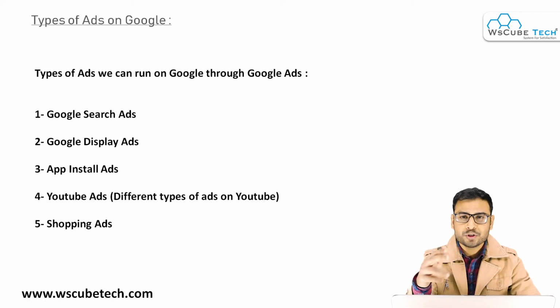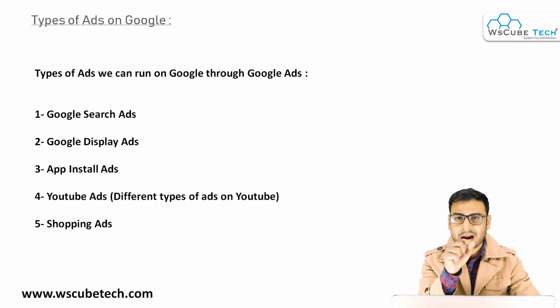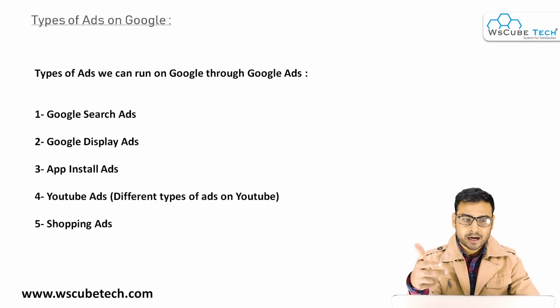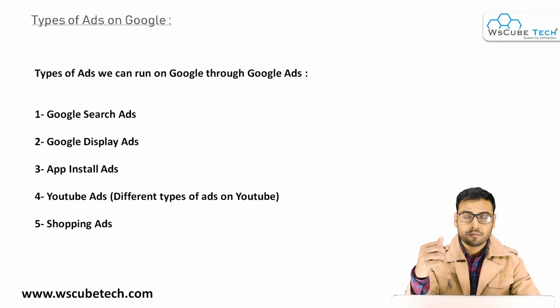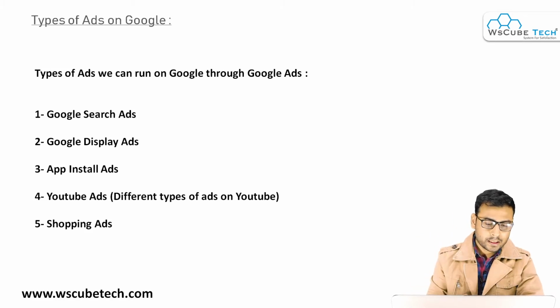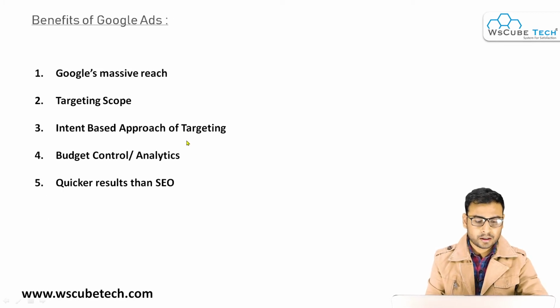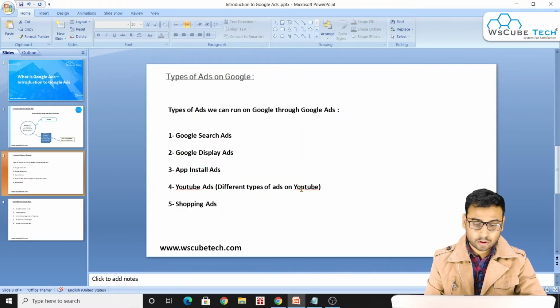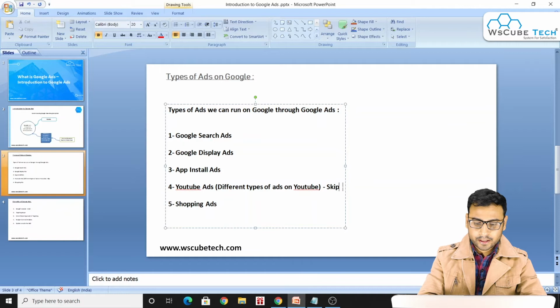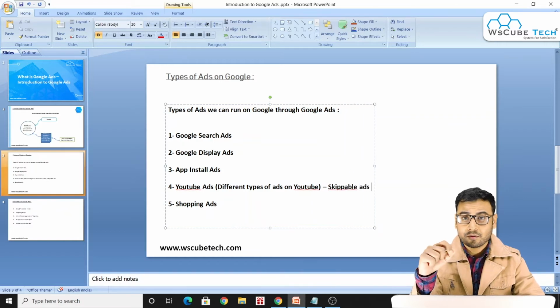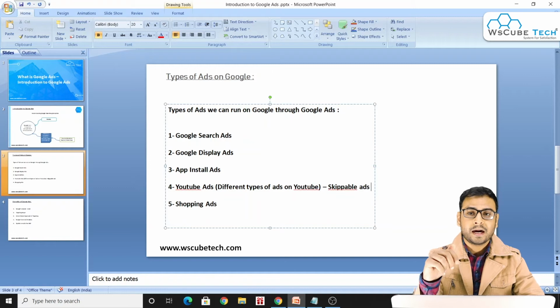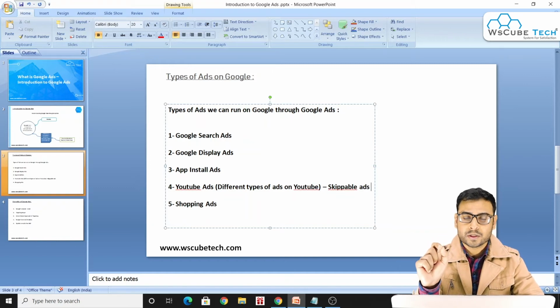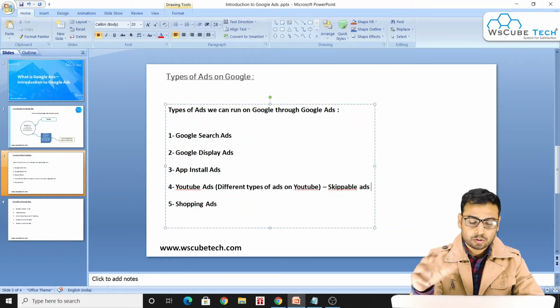Whenever you browse your apps, you will find many applications over there which have that small ad symbol. So you can run app install ads there on the Play Store for the purpose of increasing app installs. Then there are YouTube ads. YouTube ads come in different formats in which you can run ads on YouTube. There are skippable ads, which you must have seen: for 5 seconds you cannot skip them, and after 5 seconds you have the option of skipping. So those are the skippable ads. And then there are non-skippable ads also, those kinds of video ads.